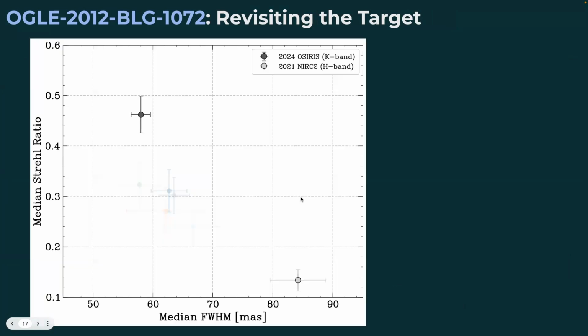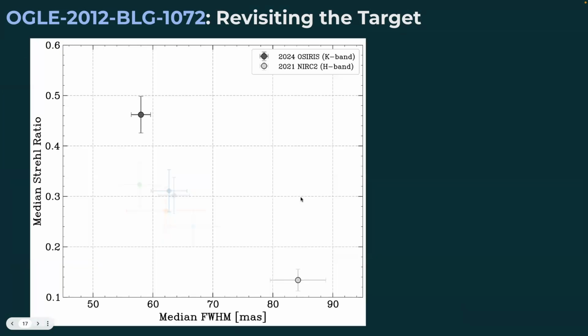I'll speak briefly on OGLE 2012-1072. That's the target from Shemek-Maratz's paper in 2024. So I looked at the original data. I re-reduced some of the Keck data in 2021. And for this target, I saw something that looked kind of interesting in the image, but it's also kind of noisy.